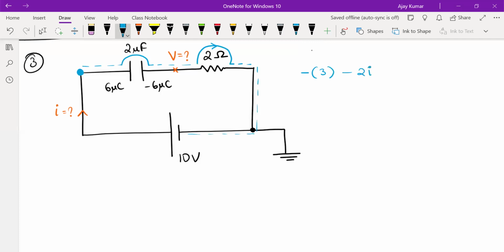Continue moving, then this battery, you're going from this side to this side. How do you write the potential change? So it will be plus 10. Plus 10. That's all. So how much is I? It will be 7 by 2. So 7 by 2 amperes. Correct only. And how will you calculate the potential at that point that I marked?